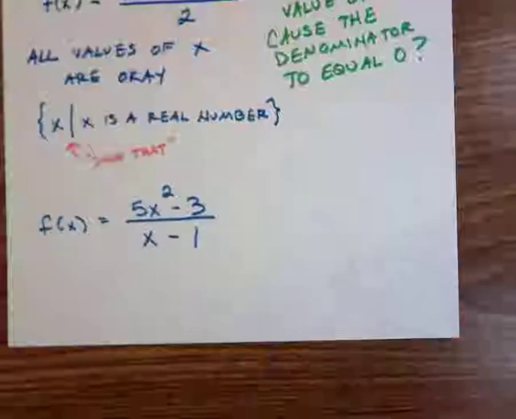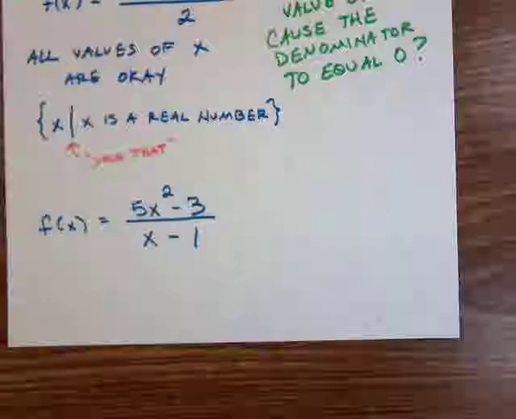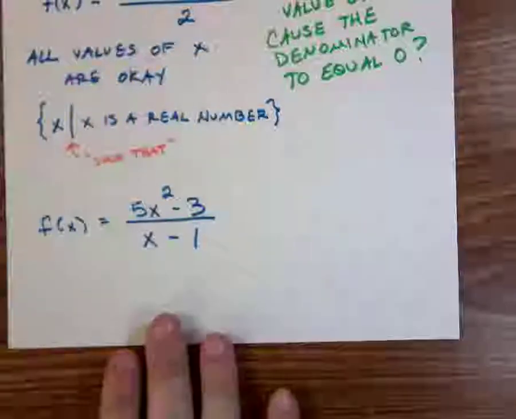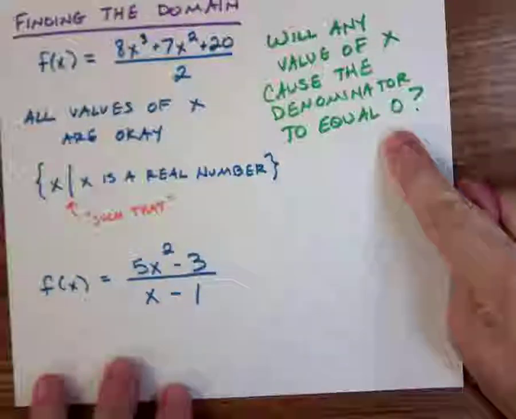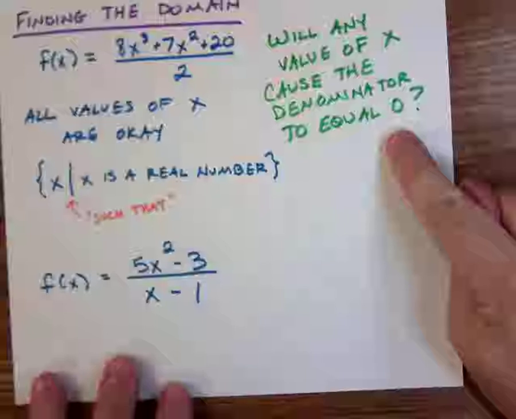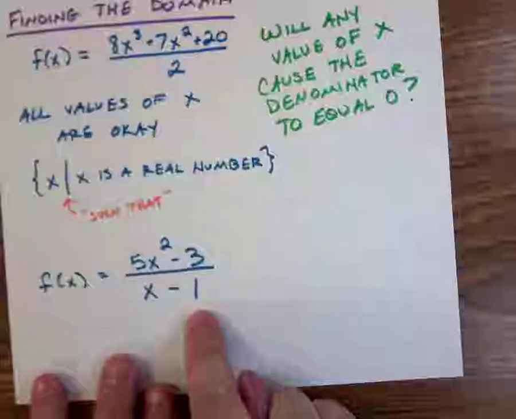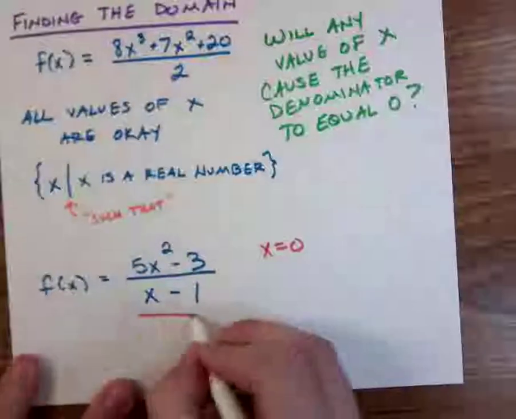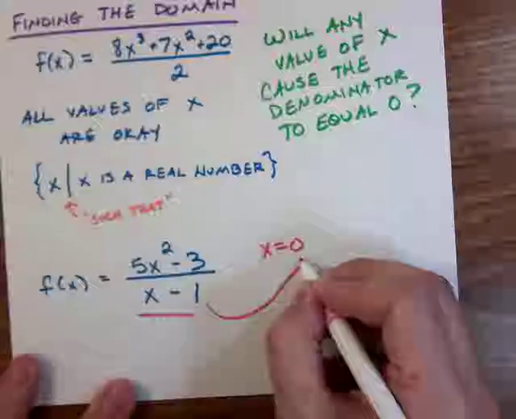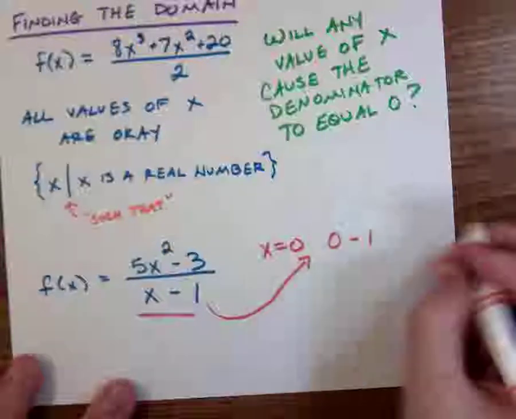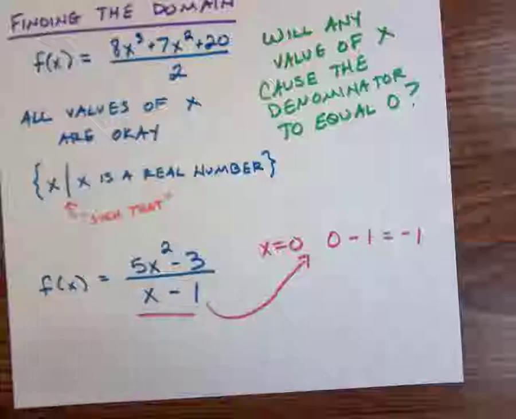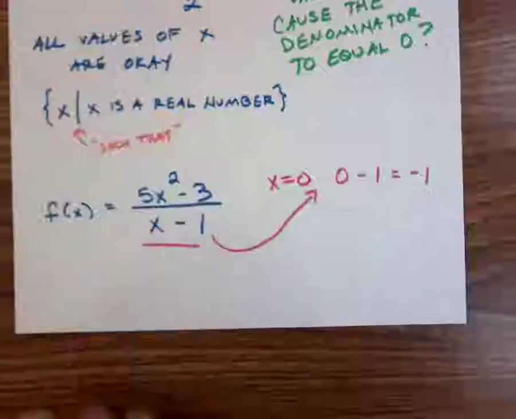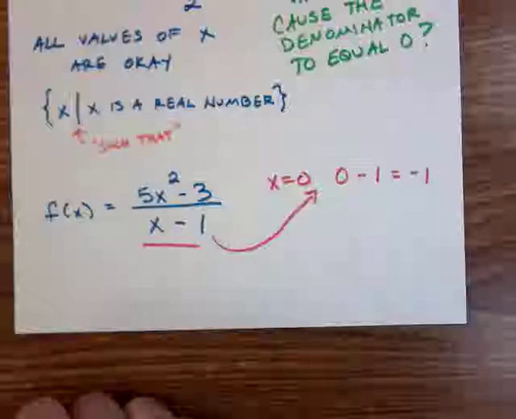That's an example of a problem where x can't be anything you feel like. We're going to ask ourselves the same question that we did up here. Will any value of x cause the denominator to equal 0? So look at the denominator. If I said x was equal to 0, what would the denominator be? I'd have 0 minus 1, which is negative 1. Is it okay for me to have a fraction with a denominator of negative 1? Sure. So is there a value of x where I would get a denominator of 0?